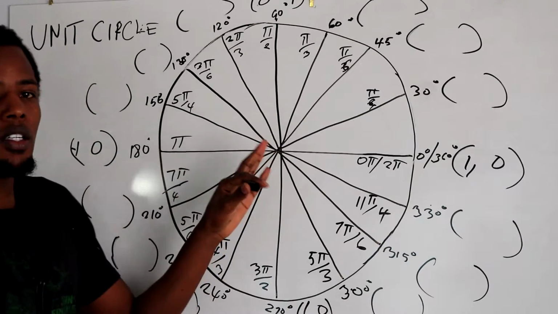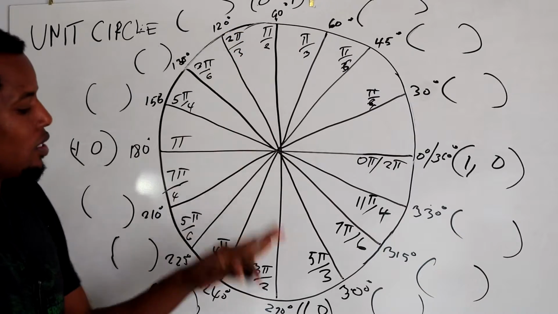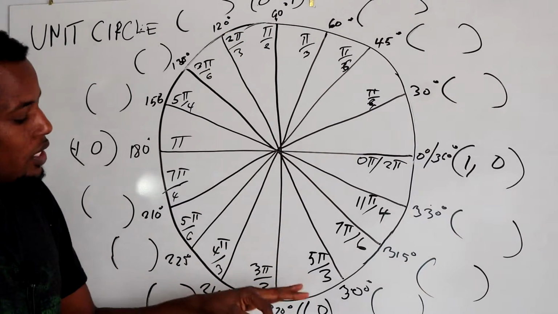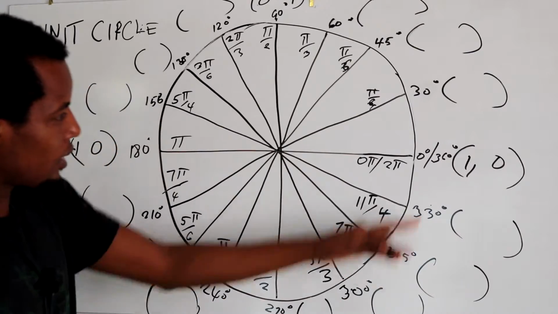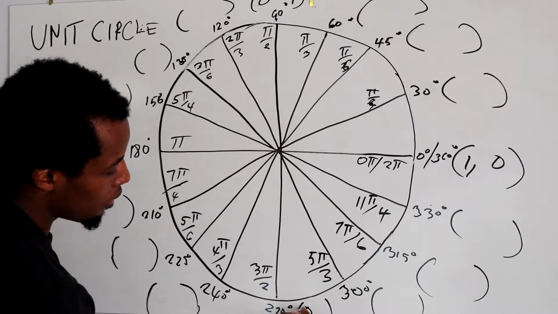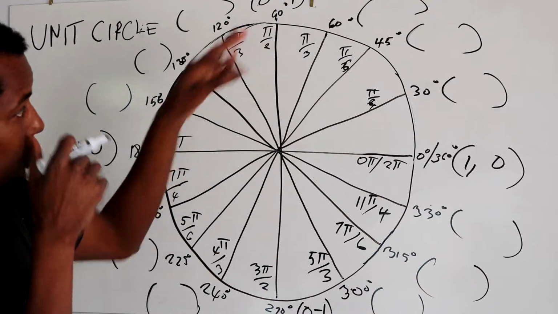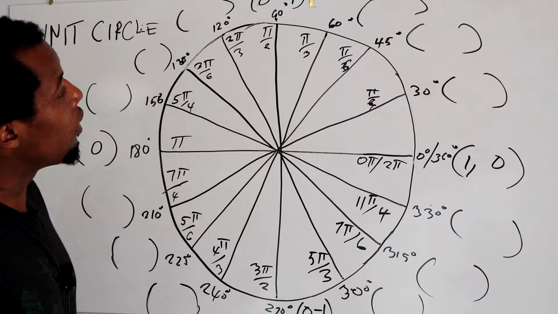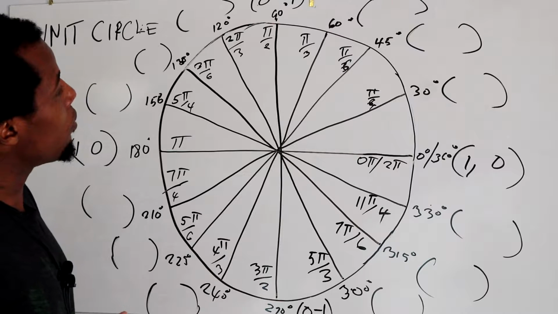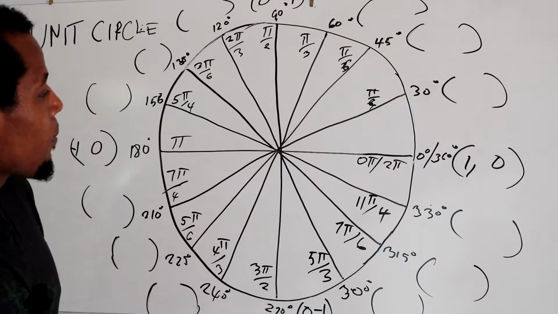Did I say 1, 0? It's supposed to be 0, 1 for 90 degrees. It's not going to invert, but it's going to change the sign. Just like that one, it's going to be 0, 1, but 0, negative 1. So basically it's the same as 90 degrees, but there's a change of sign on the Y coordinate.